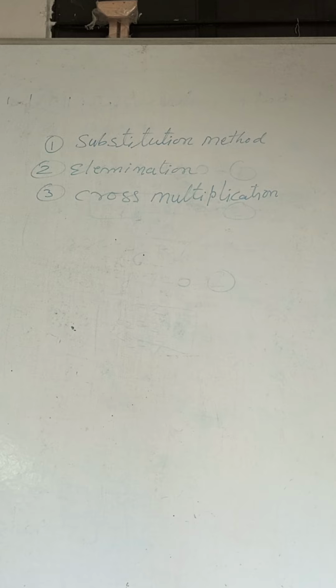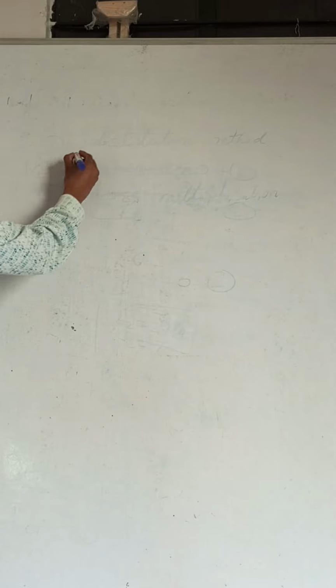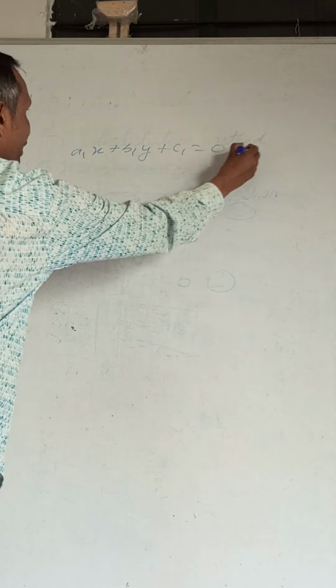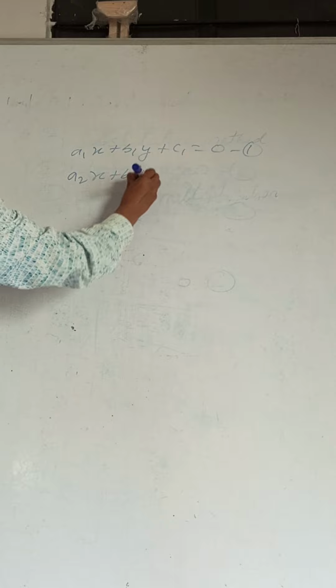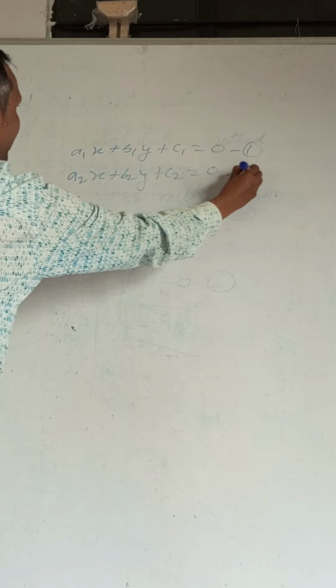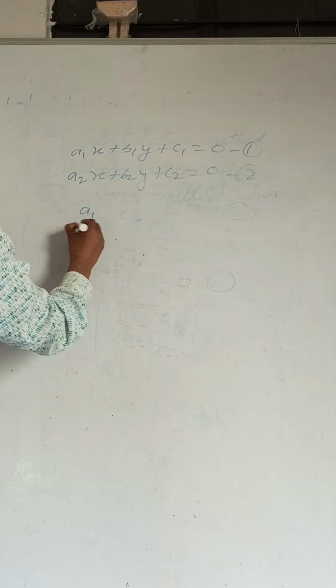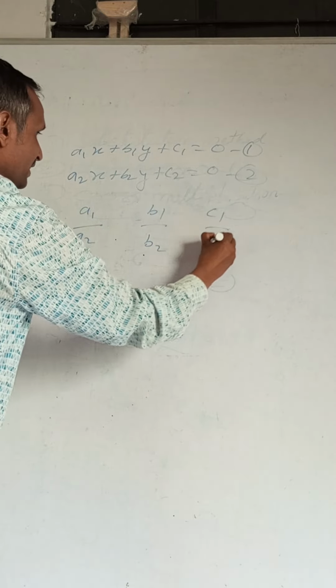So first, if we make the graph, what answers will come? So we are writing one equation for that, and we are taking one example. Suppose I write here a1x plus b1y plus c1 is equal to 0, equation number 1. Then another equation, a2x plus b2y plus c2 is equal to 0, equation number 2. If I want to solve these equations by the graphical method, it can be like this: a1 by a2, b1 by b2 and c1 by c2.